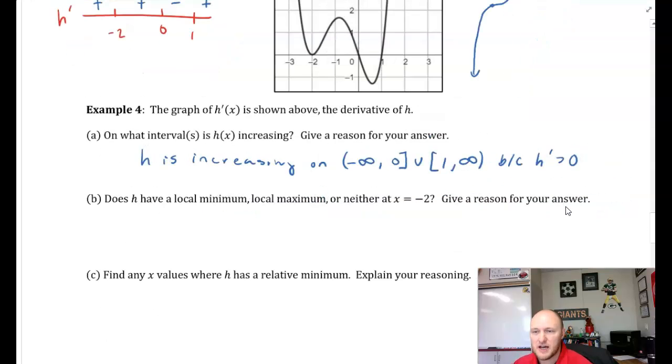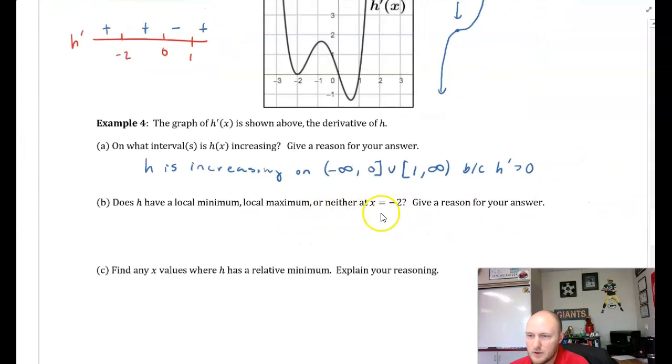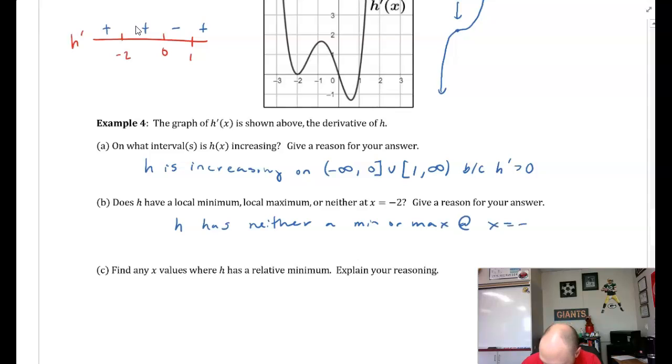It says, does h have a local minimum, a local maximum, or neither at x equals -2? Well, again, what we want to look for in order to determine extrema is when our function changes from increasing to decreasing. That's going to create a maximum, or decreasing to increasing. That will create a minimum. Now, at -2, I do not change from positive to negative or negative to positive. So our reason here is h has neither. H has neither a min or max at x equals -2.